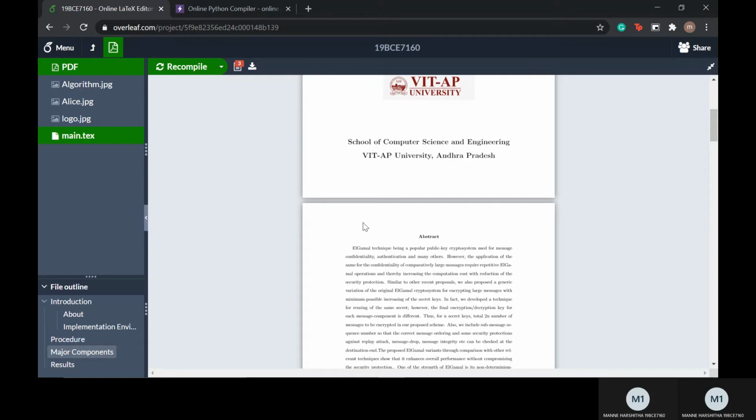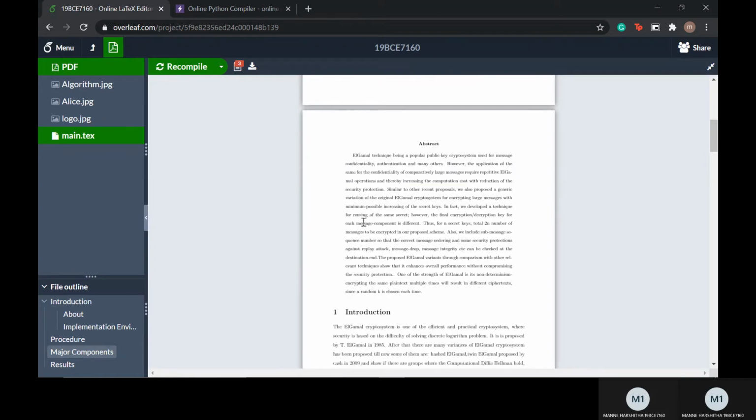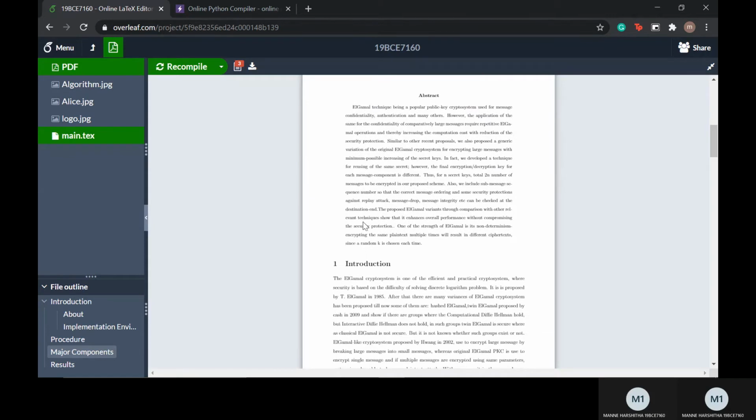In 1984, Taher ElGamal introduced a crypto system which depends on the discrete logarithm problem. The ElGamal encryption system is an asymmetric key encryption algorithm for public key cryptography, which is based on the Diffie-Hellman key exchange.